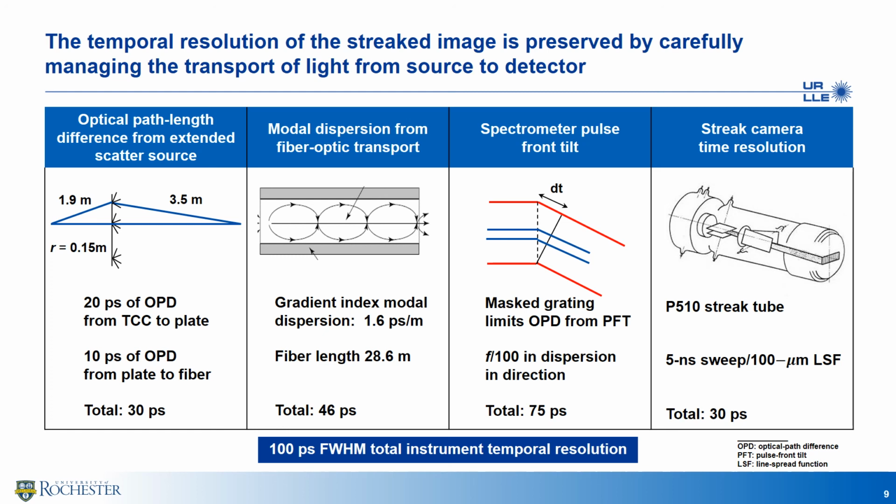Finally, you can consider the streak camera resolution, which is about 30 picoseconds for a 5 nanosecond sweep. Putting everything together, the total temporal resolution of the TBD is about 100 picoseconds full width at half max.